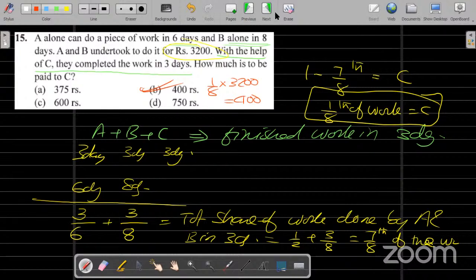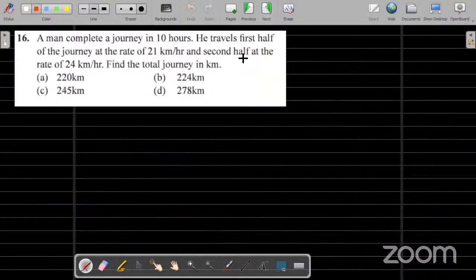Next question. A man can complete a journey in 10 hours. He travels the first half of the journey at the rate of 21 km per hour and the second half at the rate of 24 km per hour. Find the total journey in kilometers.